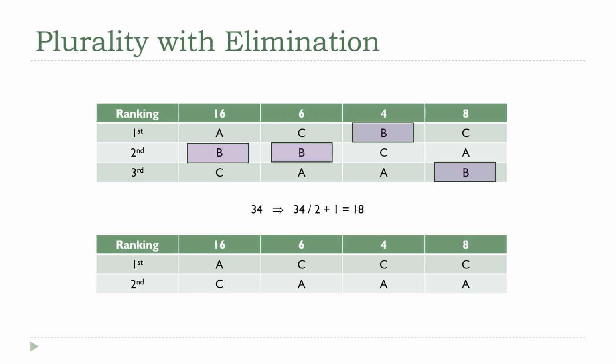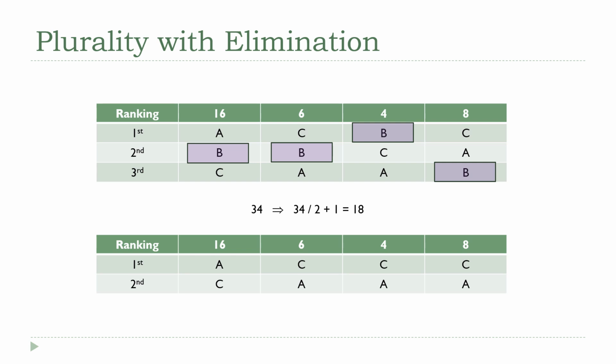So now do the calculation again. Now candidate A still has 16 votes, but candidate C has 6 plus 4 plus 8. That's 18. Candidate C has met that 50% plus 1 threshold. Therefore, candidate C is the winner.